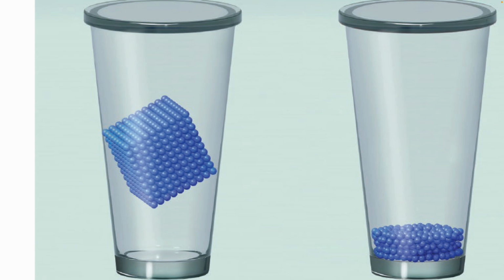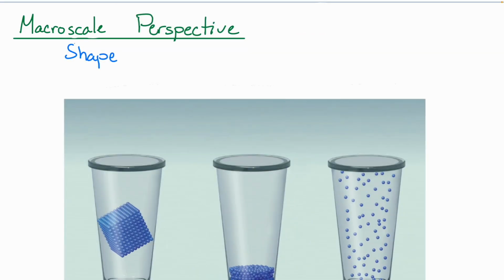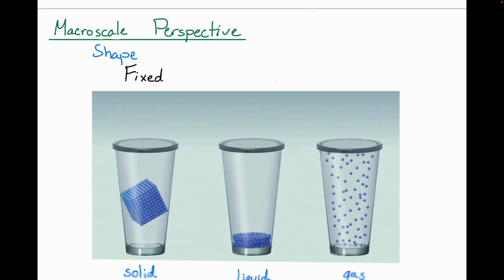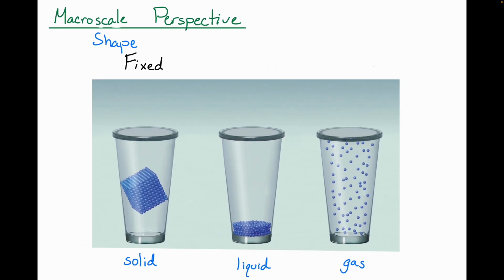If we took it out of that cup, it would still be a cube. If we put it into another cup, it would be a cube. So the shape of that solid is fixed. But the shape of our liquid is going to depend on whatever container it's in. If I take this and put it into a smaller cup, it's going to look different than if I poured it on the floor. So the shape of our liquid is variable. It's going to change depending on what vessel it's in.